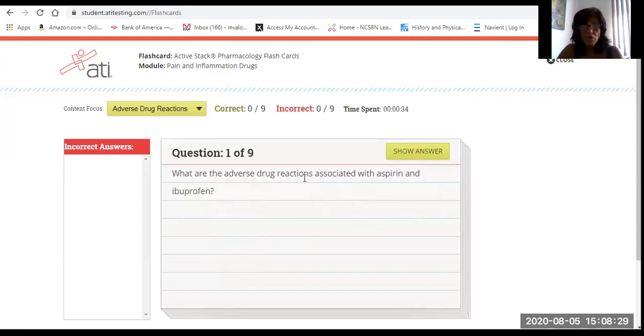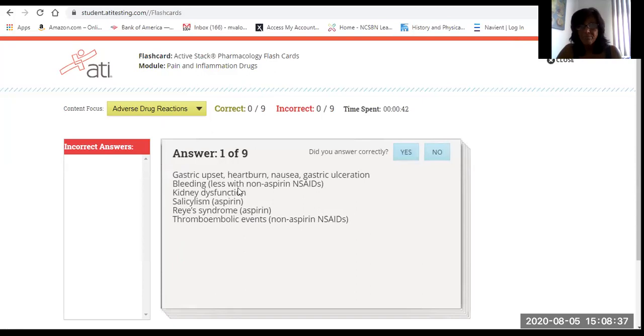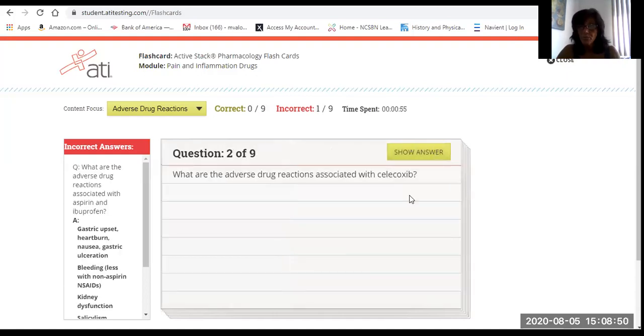What are the adverse drug reactions associated with aspirin and ibuprofen? GI bleed. Let's see if I'm right. Look at that, GI bleed, right? Gastric upset. Salicylism with aspirin, right? But let's say I missed a few of them or I wasn't sure. I could always click no, and this way they can give me another one.